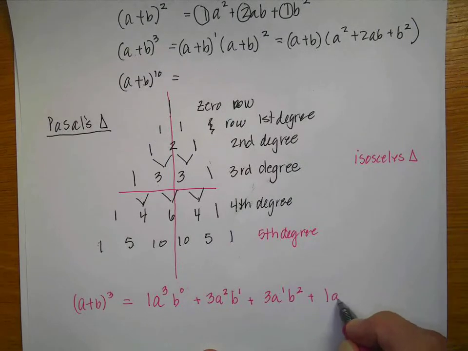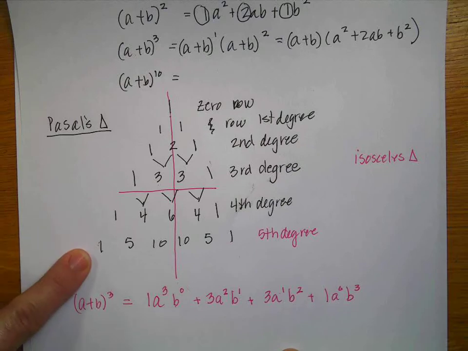Then the next term is going to be a 1. A is technically going to be to the 0. B is going to be to the 3. And now I've expanded a binomial using Pascal's triangle and the coefficients that are generated by using Pascal's triangle.